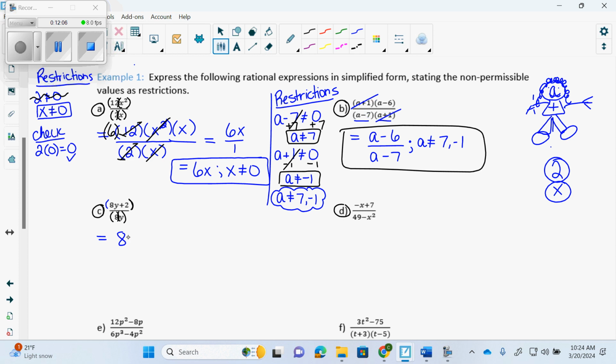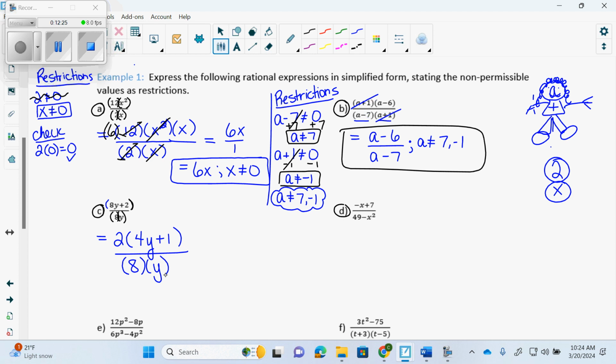I'm just going to rewrite it because I'm so cool like that. Ooh, what can I take out of the top, though? Could take out a 2 as well. So currently how it is, I can't take out anything. But in the top, I could take out a 2. I'm left with 4y plus 1. And on the bottom, an 8 and a y.